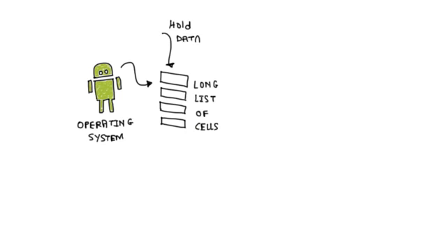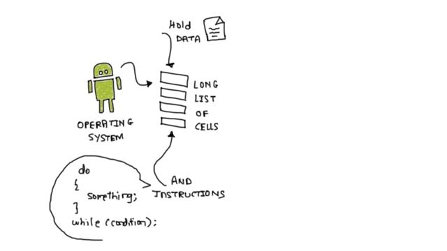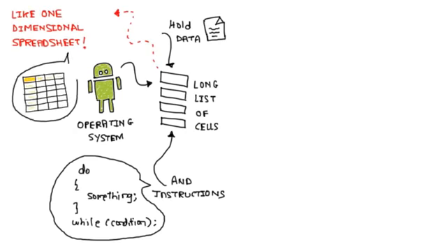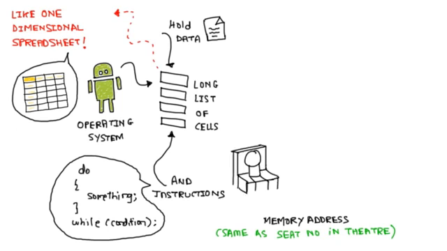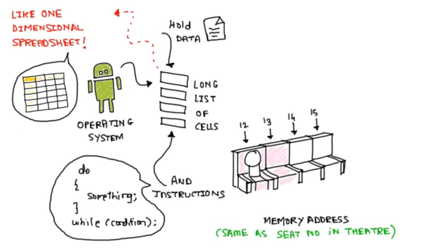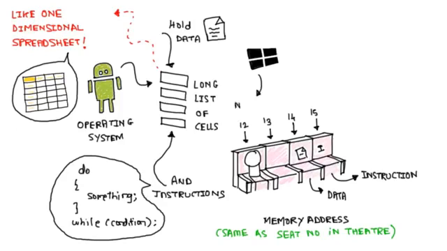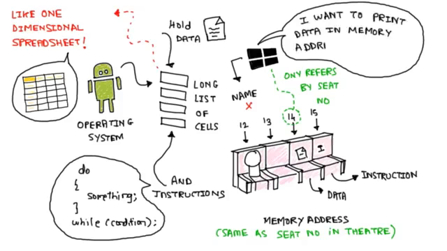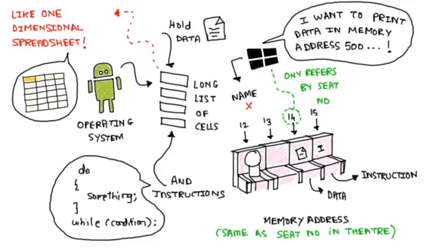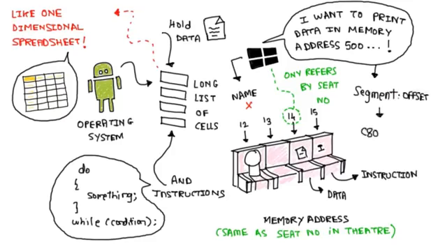An operating system relates to memory as a long list of cells that it can use to hold data and instructions, somewhat like a one-dimensional spreadsheet. Think of a memory address as a seat number in a theater. Each seat is assigned a number regardless of whether someone is sitting in it. The person sitting in a seat can be data or instructions, and the OS does not refer to the person by name but only by the seat number. For example, the operating system might say, I want to print data in memory address 500. These addresses are most often displayed on the screen as a hexadecimal number in segment offset form.